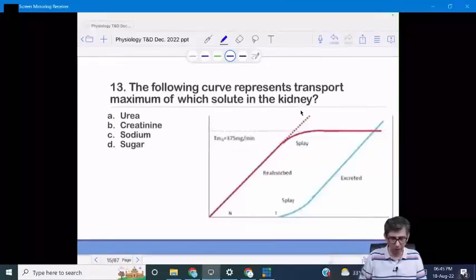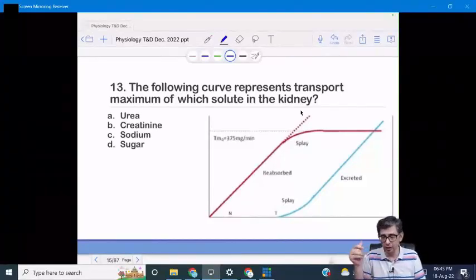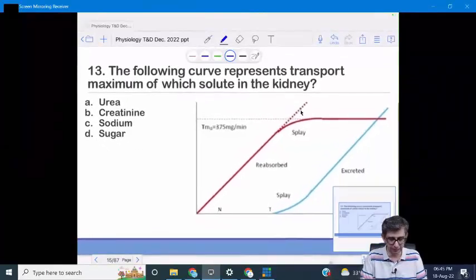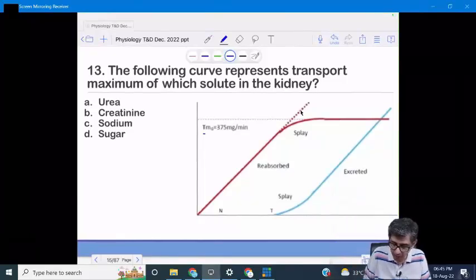Twelve is sorted, we come to 13. The following curve represents the transport maximum of which solute in the kidney. The hint in the question, I'll zoom it in, is this word transport maximum of 375 milligram per ml.